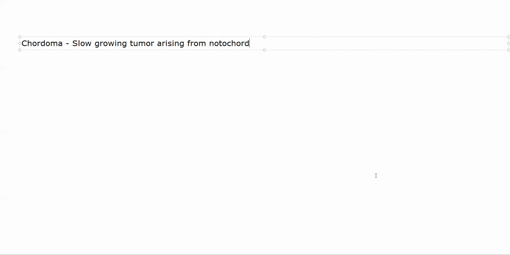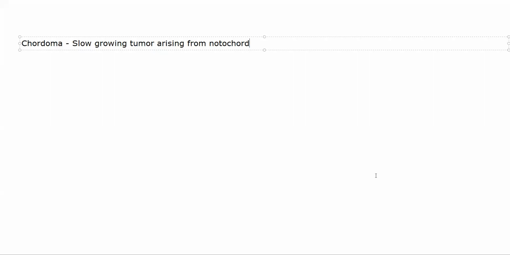Now, because it is developing from the axial skeleton, you will particularly have chordomas developing either in the sacral region or in the spheno-occipital region. ठीक है, वहां से develop होता है. Very infrequently or very rarely does it affect vertebrae directly.